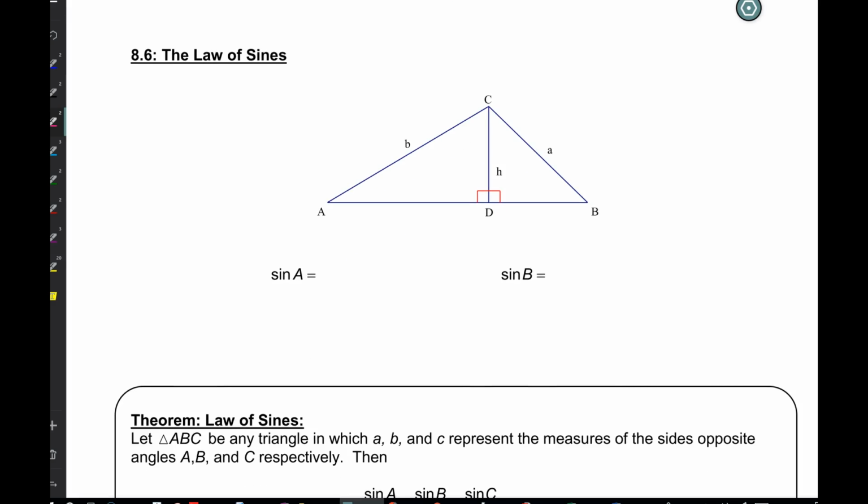There are 2 parts. We're only going to do part 1 of 8.6 today, and then we'll do the second part. So we have something called the law of sines.